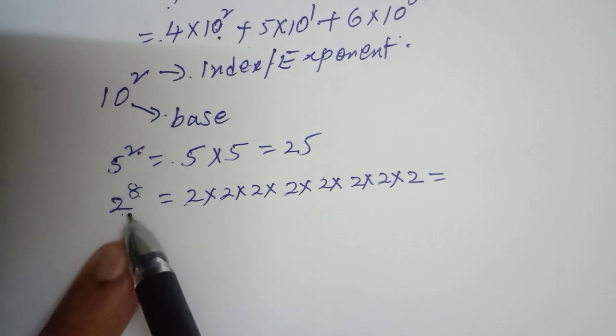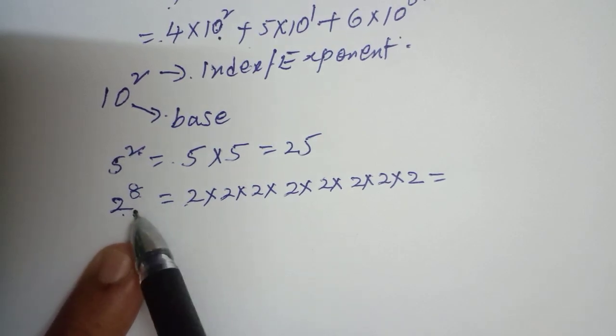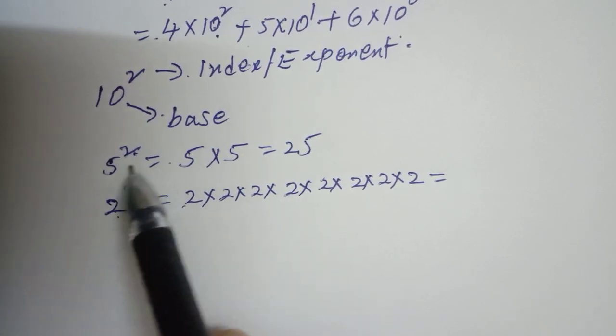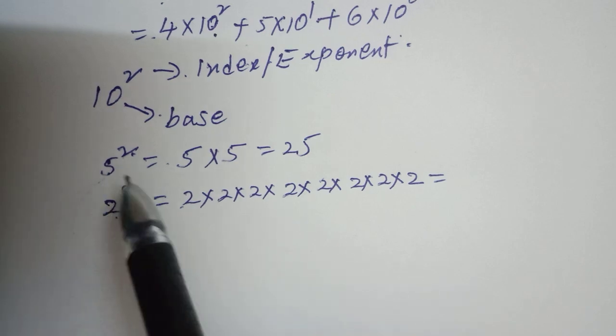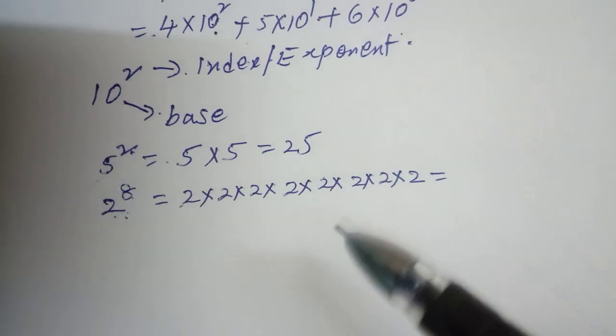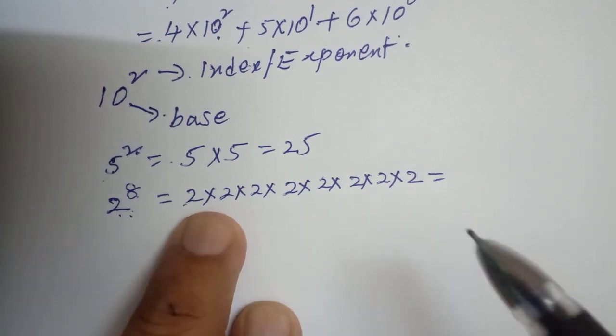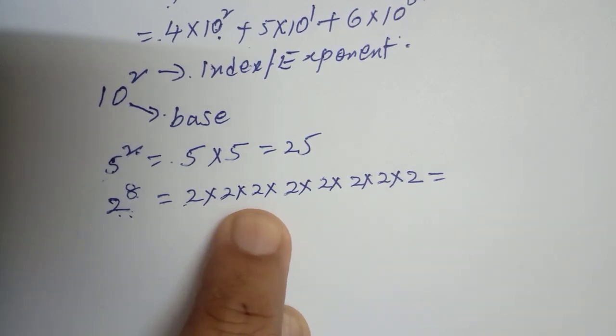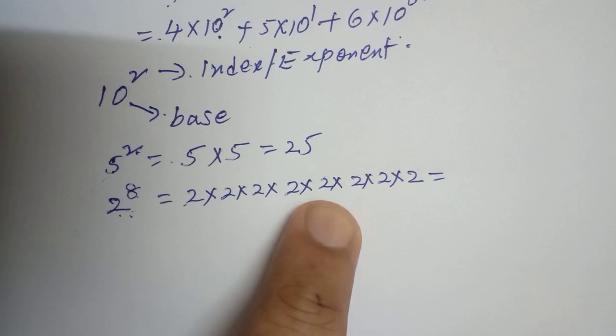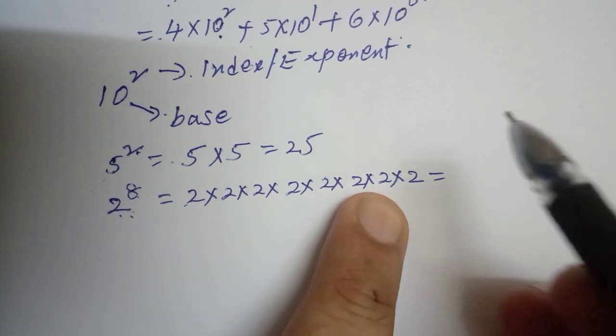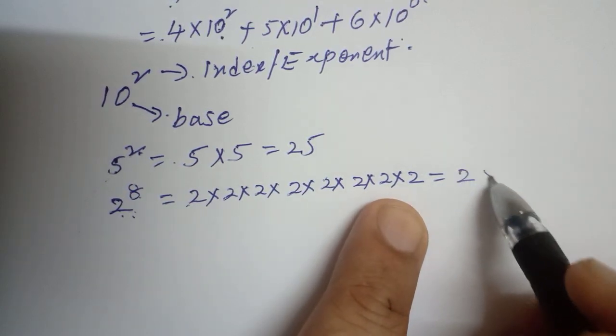Writing 8 times itself is taking this much time. So, to reduce the time and to write it effectively, these exponents and powers will be helpful to us. So, what is the value of 2 to the power of 8? 2, 4, 8, 16, 32, 64, 128, 256.